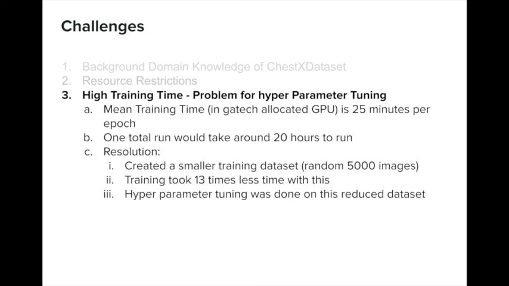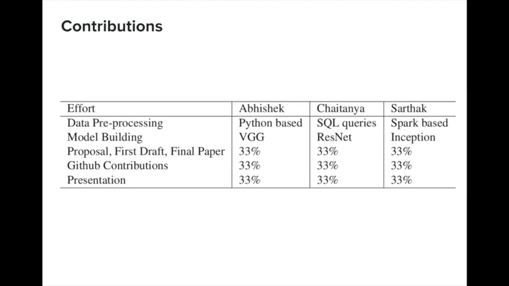The third challenge was high training time, the problem for hyperparameter tuning. The mean training time on a Kaggle-collected GPU was 25 minutes per epoch. One total run would take around 20 hours to run. The way we resolved this was by creating a smaller dataset of about 5,000 randomly selected images. Training took 13 times less, and the hyperparameter tuning was done on this reduced dataset.